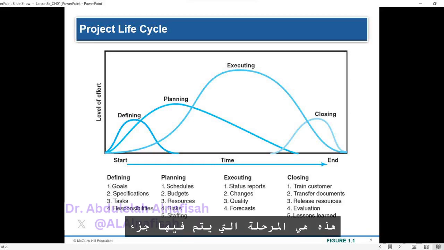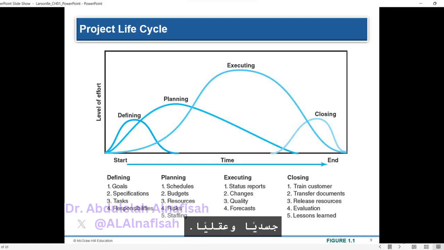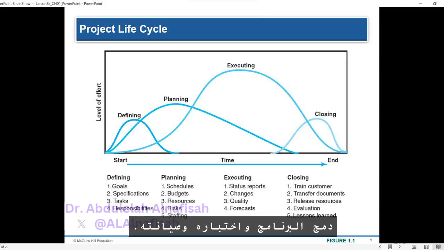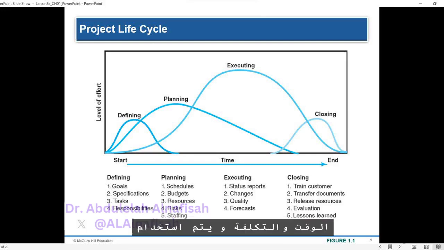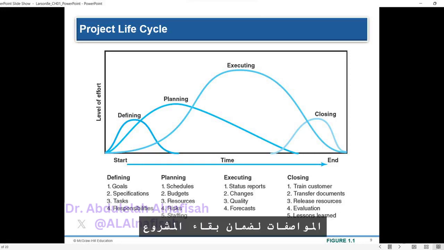3. Executing stage. This is the phase where a significant portion of the project work takes place, both physically and mentally. The project team carries out the tasks outlined in the project plan. For example, in a software development project, this stage would involve designing, coding, integrating, testing, and maintaining the software. Project control measures, such as monitoring time, cost, and specifications, are used to ensure the project stays on track. Forecasts are made to anticipate any necessary revisions or changes.